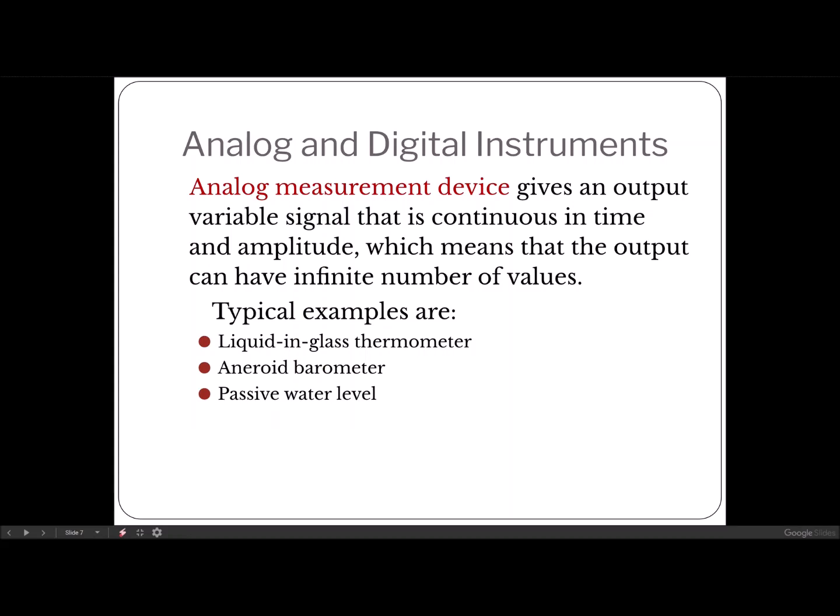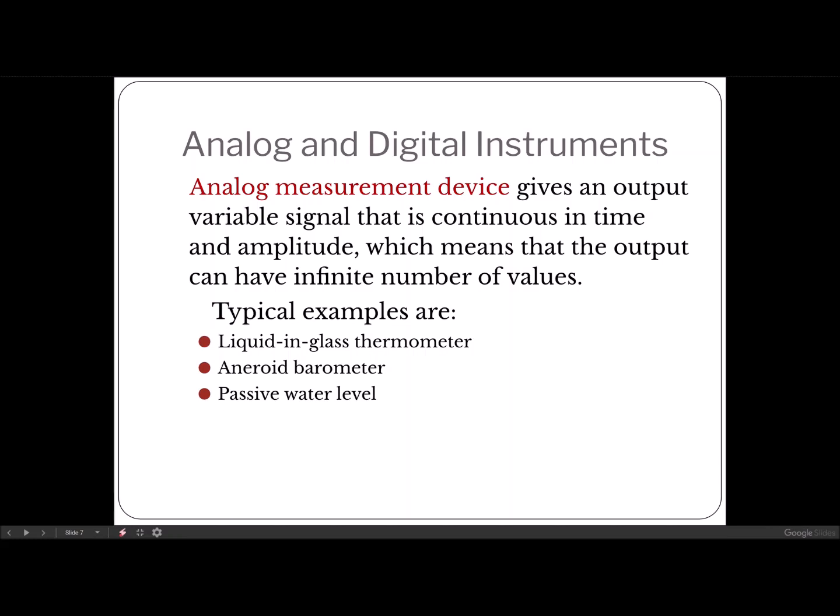Okay. And then there is another point of view to classify the measurement device, whether it is analog or digital. An analog device gives an output variable signal that is continuous in time. What I mean by continuous here is that, in a sense, it is not discrete. Between two points of value, you can have an infinite number of values.